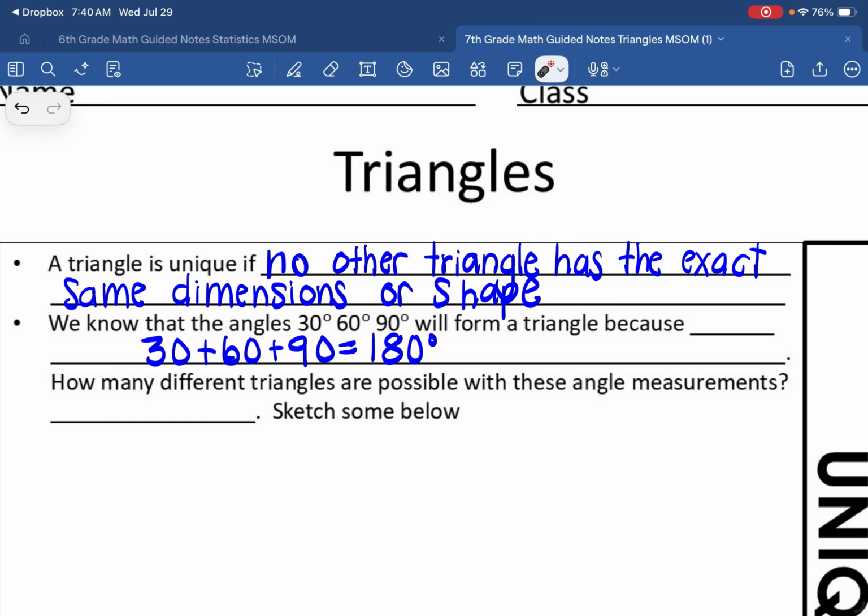A triangle is unique if no other triangle has the exact same dimensions or shape.